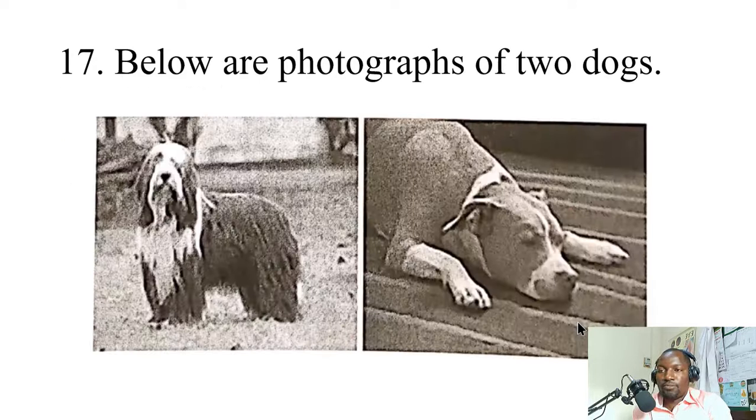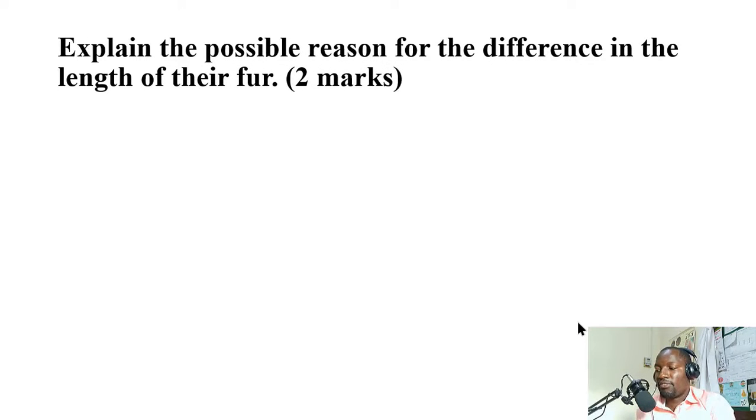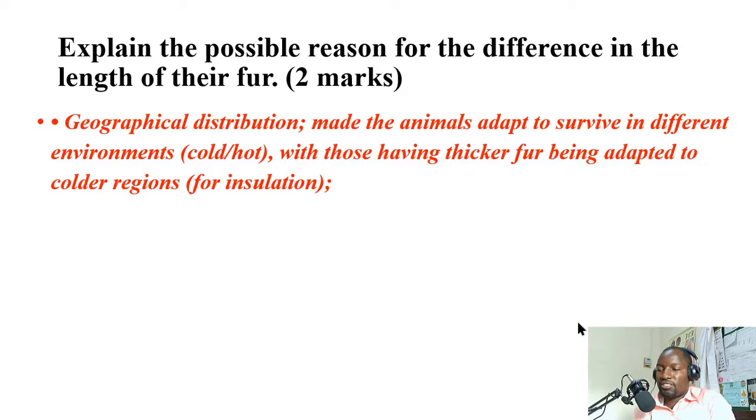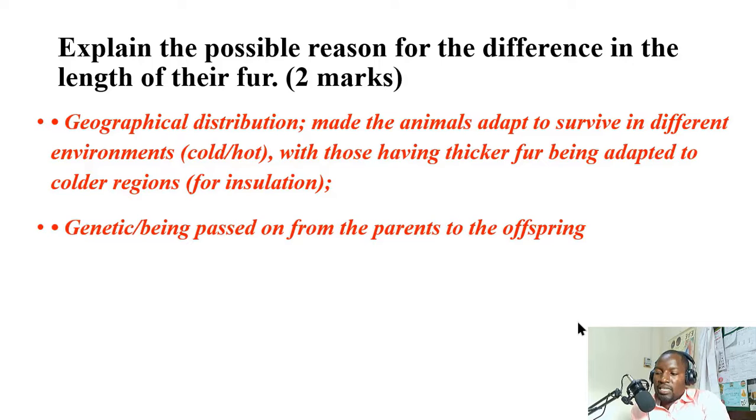Now, below are photographs of 2 dogs. One is upright, the other one is sleeping like that. Explain the possible reason for the difference in the length of the fur. The possible reason is the geographical distribution, which made the animals adapt to survive in different environments, cold or hot, with those having thicker fur being adapted to colder regions for insulation. We can also talk about the genetic, that is being passed on from parents to the offspring.